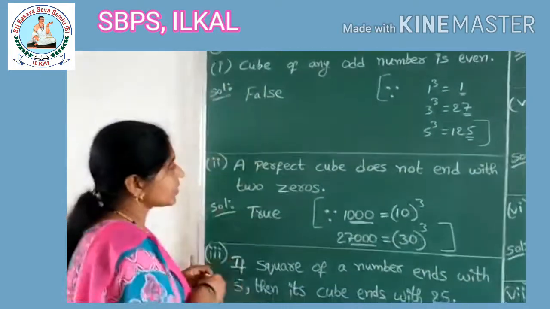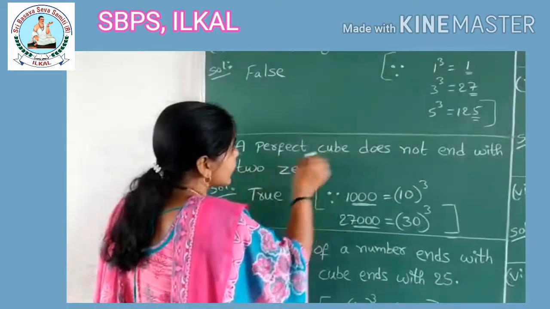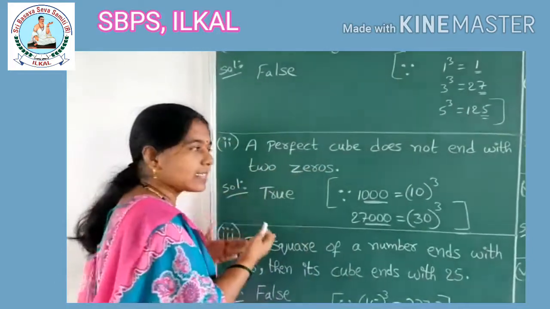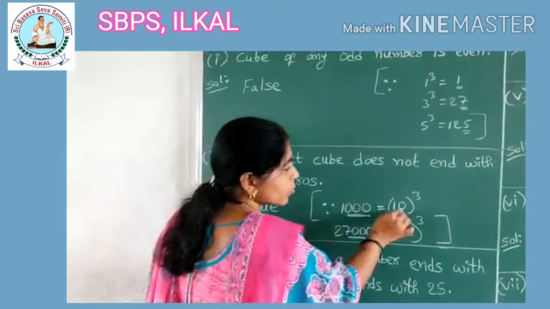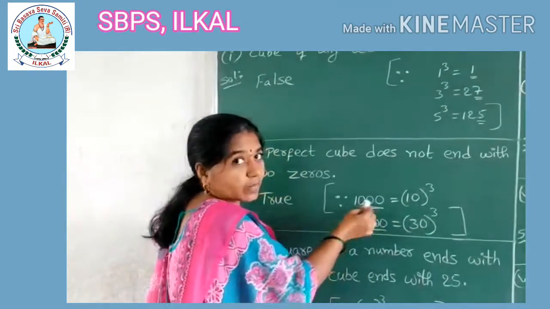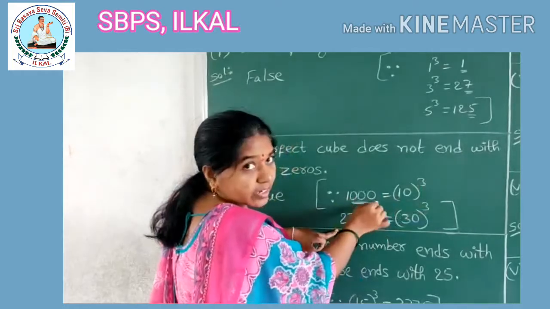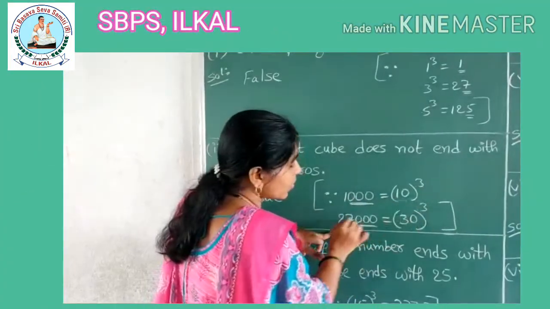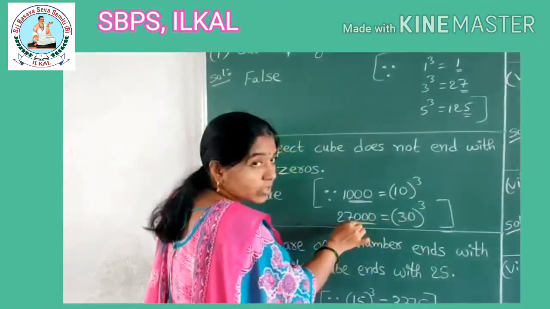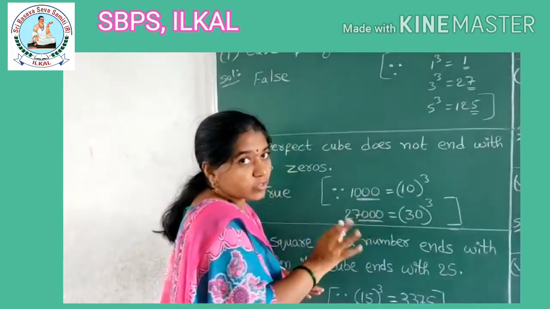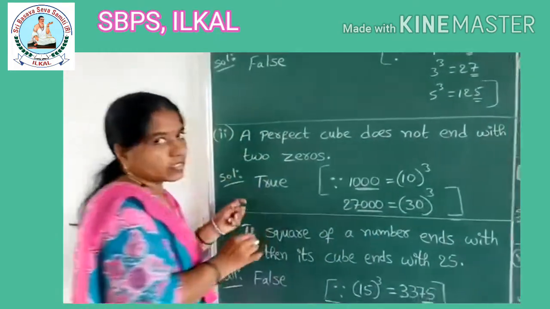Okay. Next one, a perfect cube does not end with 2 zeros, they given. It is true, because a perfect cube ends with 3 zeros, children, or a multiple of 3 zeros. 10 cube is equal to 1000, children, here 3 zeros. 30 cube is equal to 27,000, here also 3 zeros. Means it does not end with 2 zeros. Okay. Therefore, it is true.